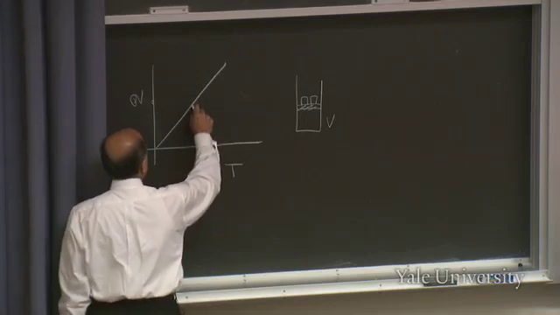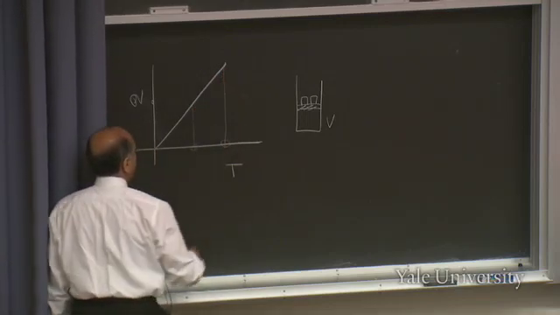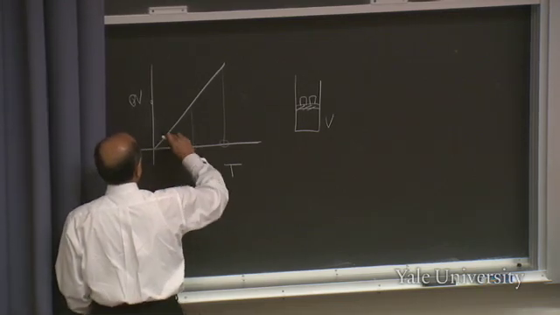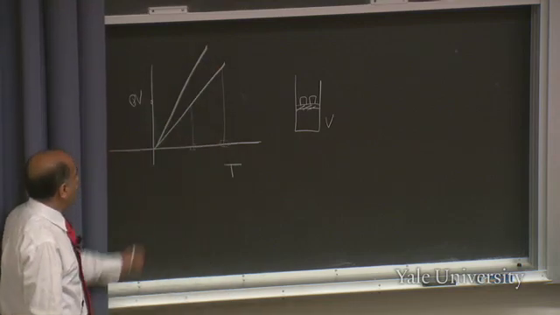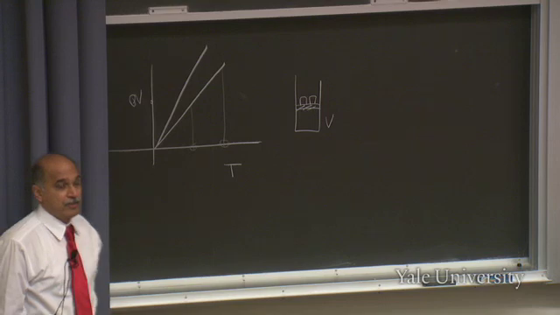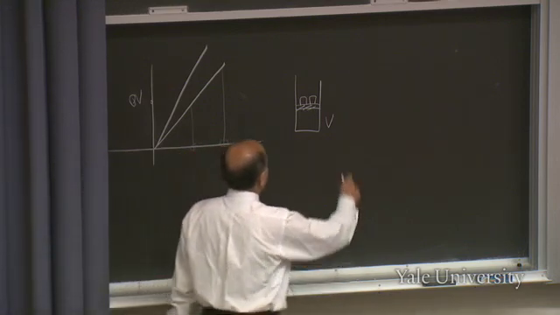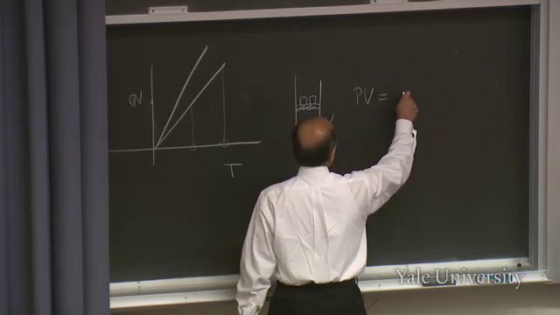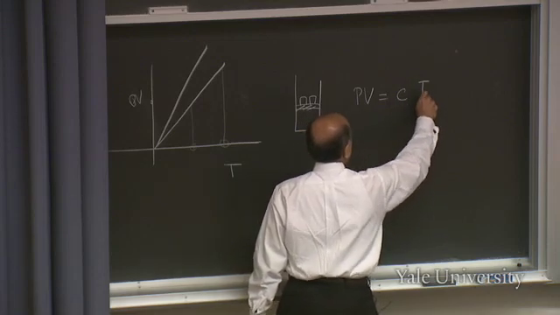So somewhere here will be the freezing point of water, and somewhere here the boiling point of water. And if you took a different amount of a different gas, you will get some other line. But they will always be straight lines if the concentration is sufficiently low. In other words, it appears that pressure times volume is some constant, I don't know what to call it, say C, times the temperature.